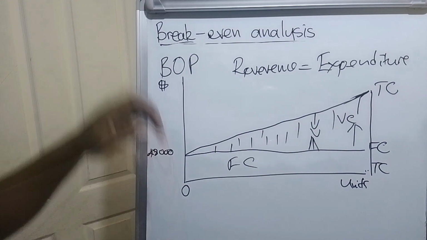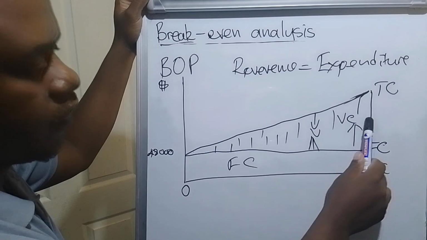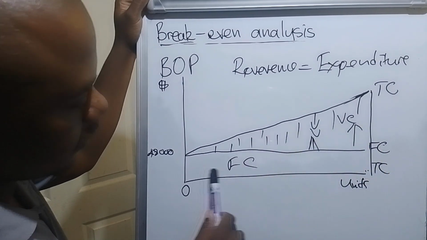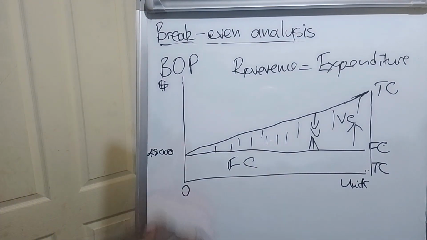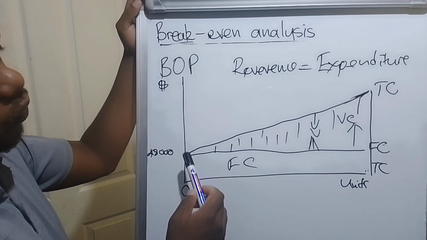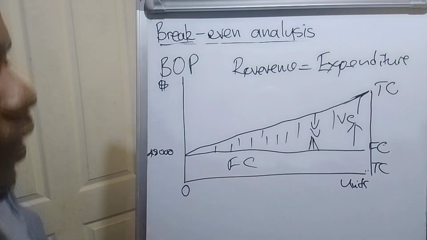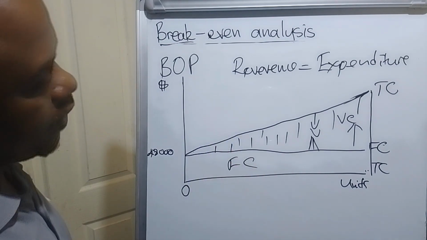So the difference between total cost and fixed cost is variable cost. This layer, this margin, is variable cost, and this margin is fixed cost. That's the difference between variable costs and fixed costs. They both form total costs, but variable costs are only incurred when you are producing, or when we are having some sort of activity within our organization. Fixed costs remain the same.